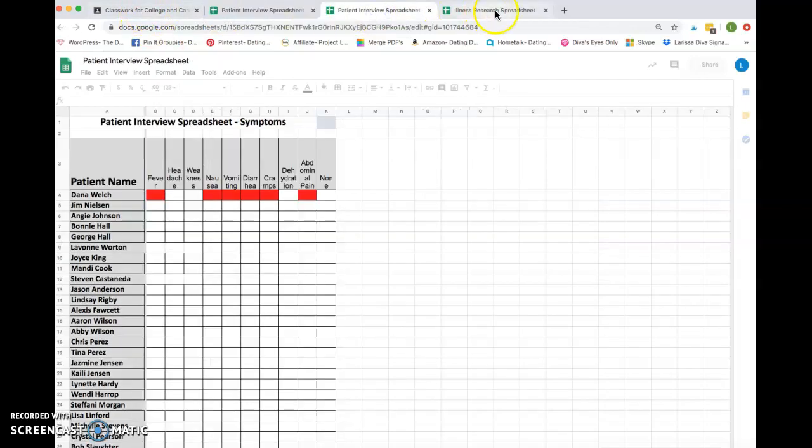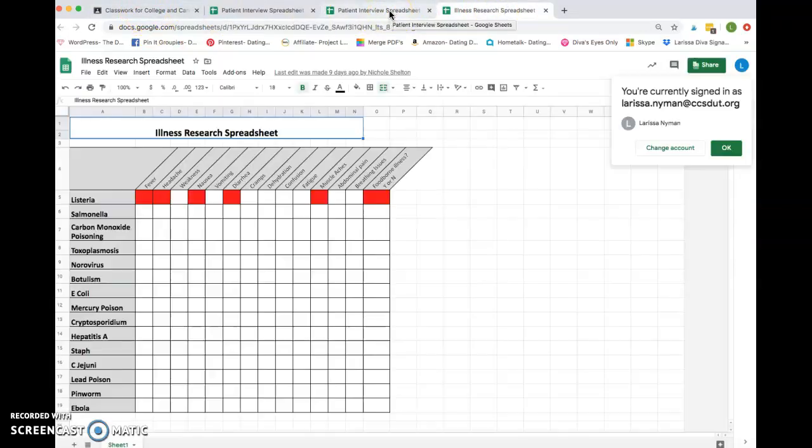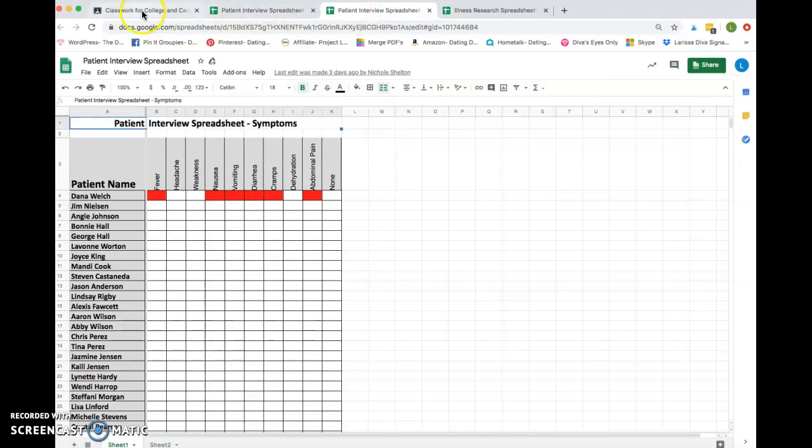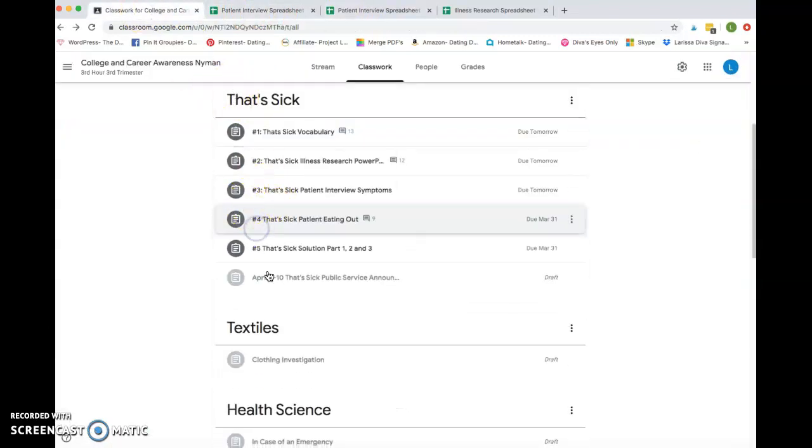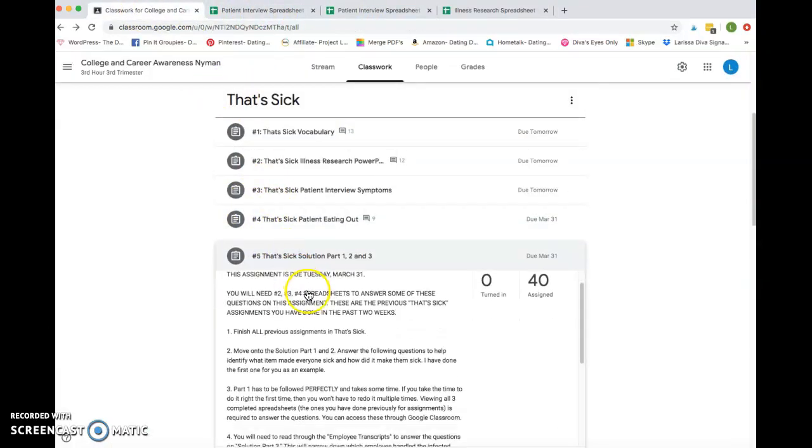So ideally, all of these spreadsheets should be done. Mine aren't because this is just a teacher copy, but all of these should be done and you should have them all submitted to me before you start number 5. So number 5, if you read the directions, it tells you right here, it is due Tuesday, March 31st. You will need number 2, number 3, number 4 spreadsheets to answer some of these questions.